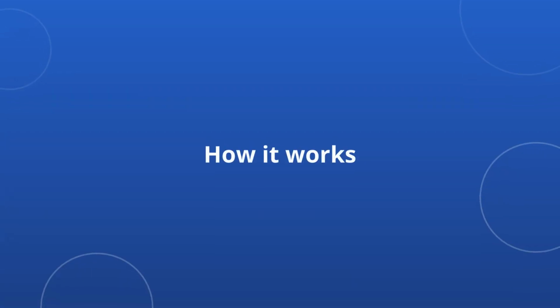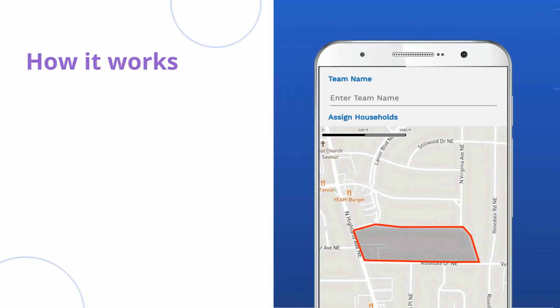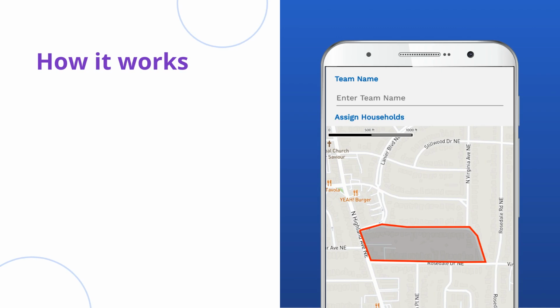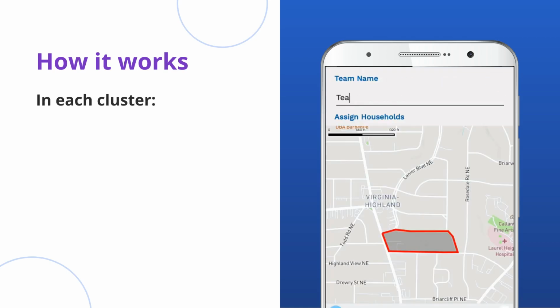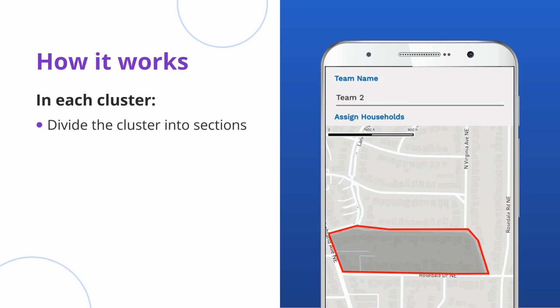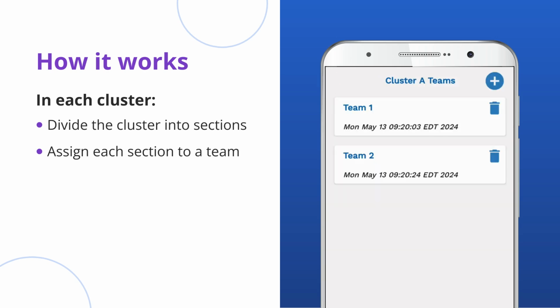Here's how it works. Imagine you are preparing to sample households in a village to gather data on disease prevalence, and you have divided the village into clusters. Let's look at how this works in one cluster. You'll use GPSSample to divide the cluster and assign teams to each section. Here, the supervisor created 2 teams for the selected cluster.